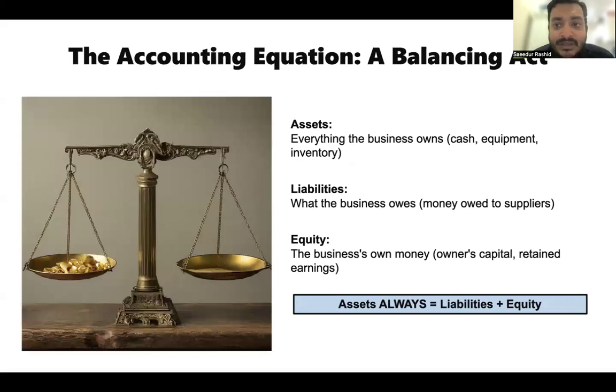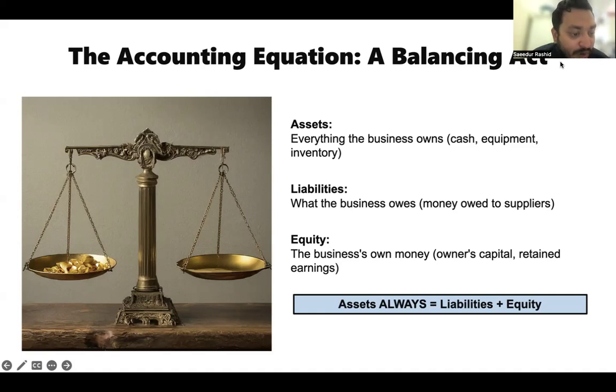Now, the accounting equation, a balancing act. First of all, imagine our business as a giant balancing scale. On one side, we have everything the business owns, its assets. This can include tangible things we can see and touch, like cash in the bank, equipment we use, or inventory on the shelves. It can also include intangible assets like brand value or intellectual property. On the other side of the scale, we have the sources of financing for these assets. This is where the concept of liabilities and equity comes in.